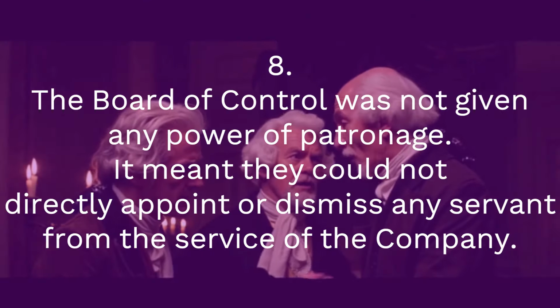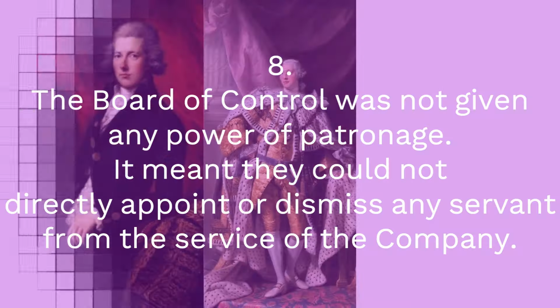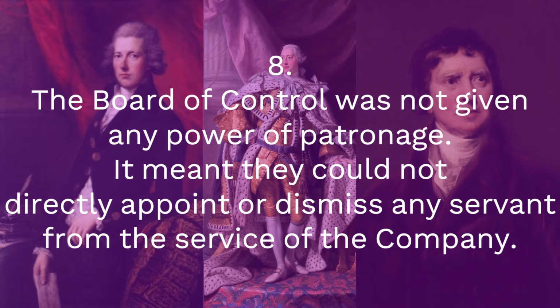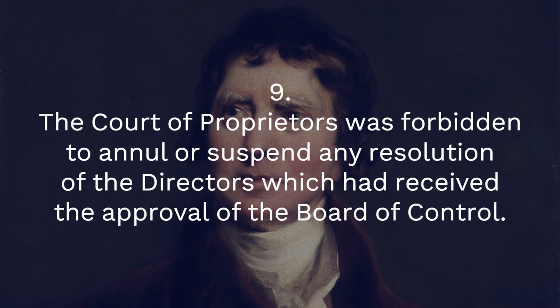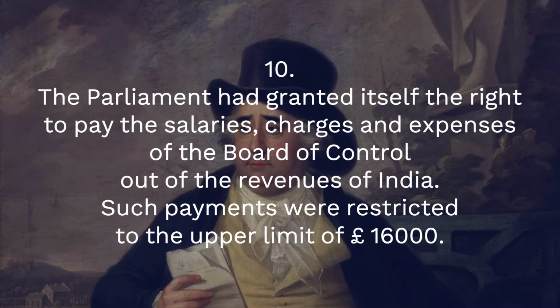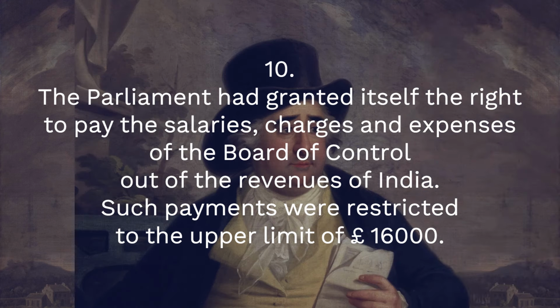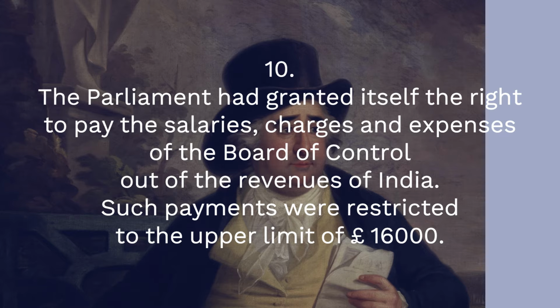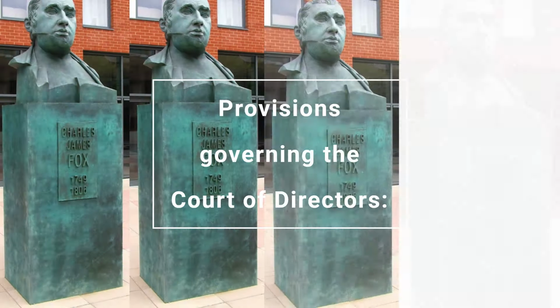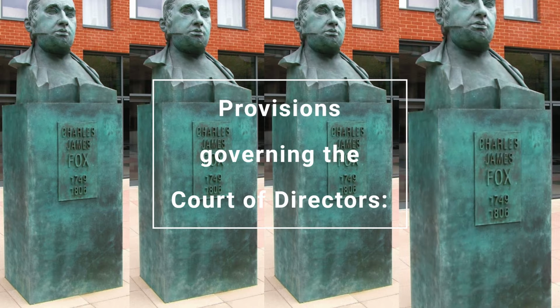8. The Board of Control was not given any power of patronage. It meant they could not directly appoint or dismiss any servant from the service of the company. 9. The Court of Proprietors was forbidden to annul or suspend any resolution of the directors which had received the approval of the Board of Control. 10. The Parliament had granted itself the right to pay the salaries, charges and expenses of the Board of Control out of the revenues of India. Such payments were restricted to the upper limit of £16,000.